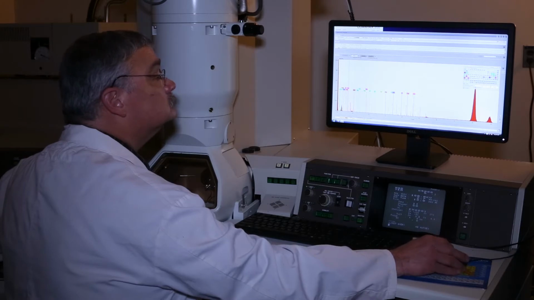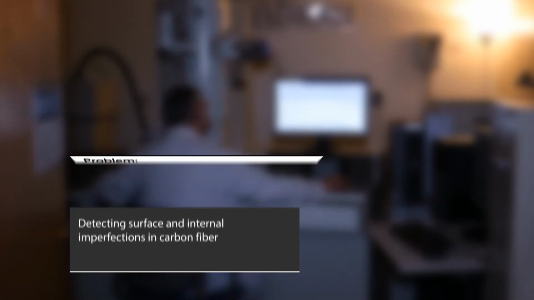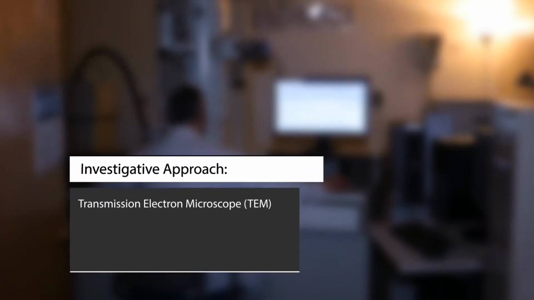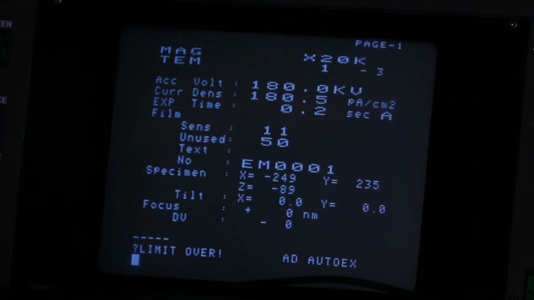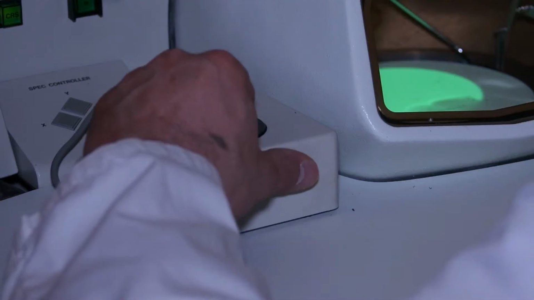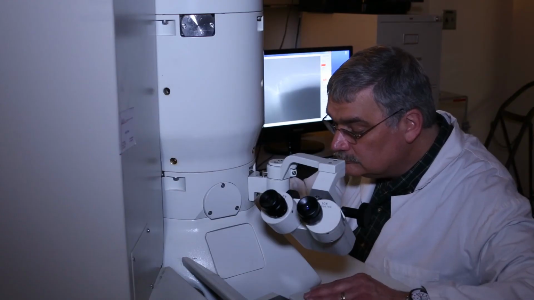This transmission electron microscope is capable of magnifications up to 1,000,000x. Because of the electron power here, we're able to look at the internal structure of carbon fibers to detect not only surface imperfections, but also internal imperfections in carbon fiber, which will give manufacturers a key to the quality of the material, but also where that quality breakdown originates.